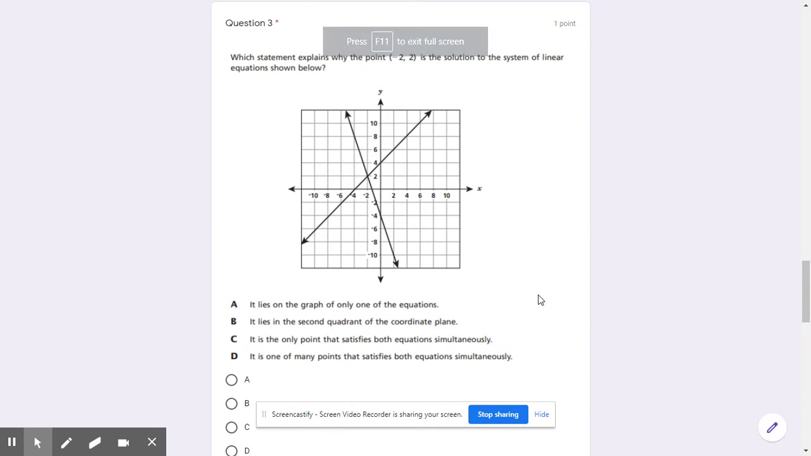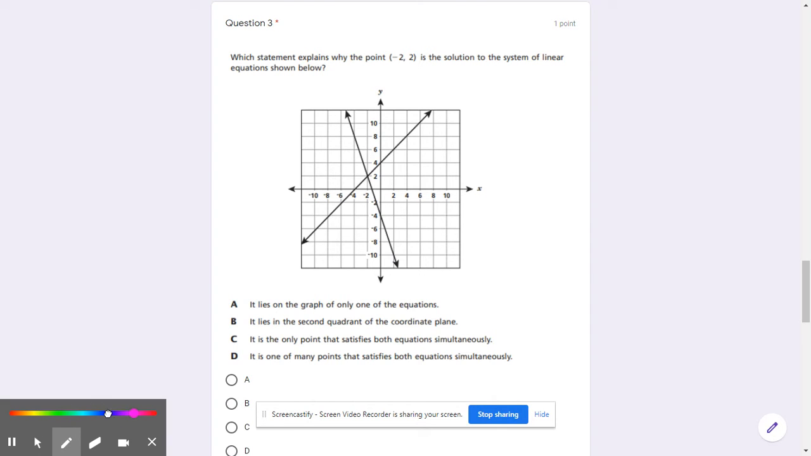Question 3 says, which statement explains why the point negative 2, 2 is the solution to the system of linear equations shown below? And if we take a look, here is negative 2, 2. There's the point right there. Okay. So hint 1, let's just go through the choices and understand the vocabulary that's here.